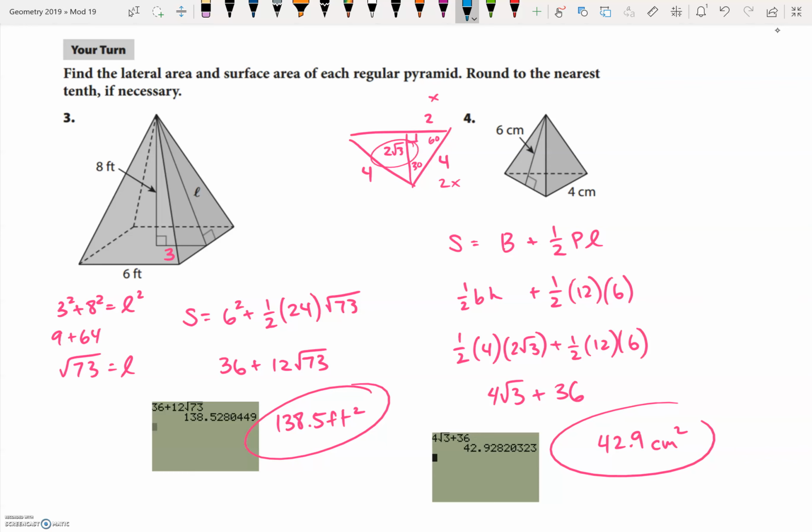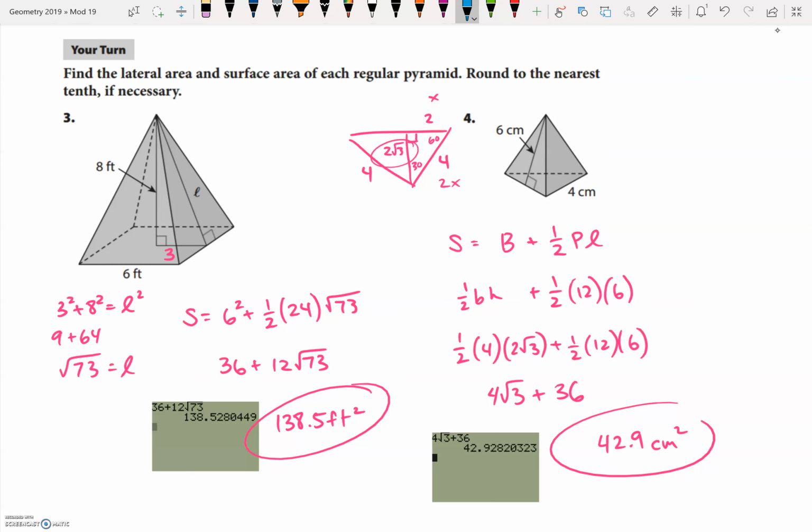So I said that the area of the base, so that's B squared, there's our 6 squared, plus 1/2 the perimeter, which is 6 times 4 because there's 6 of them, times the square root of 73. And I put that in my calculator, I got 138.52, but it rounded to the nearest tenth.